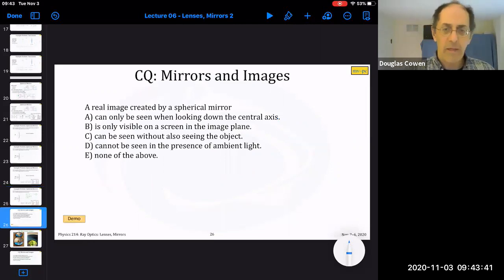All right, so I'd like you to do this concept question now, which says that a real image created by a spherical mirror can only be seen when looking down the central axis, is only visible on a screen in the image plane, can be seen without also seeing the object, cannot be seen in the presence of ambient light, none of the above. All right, get your answers in.